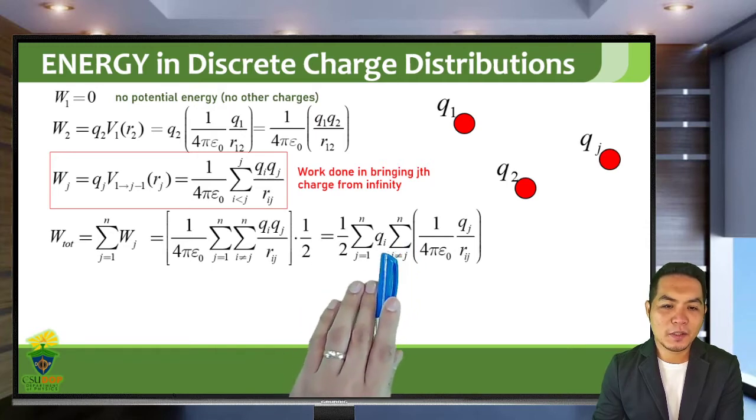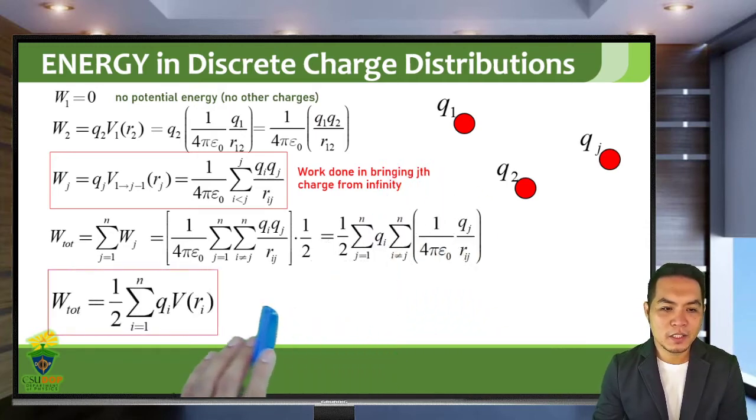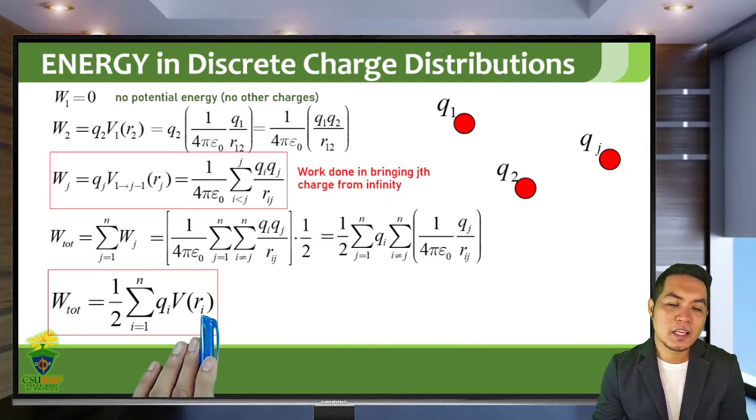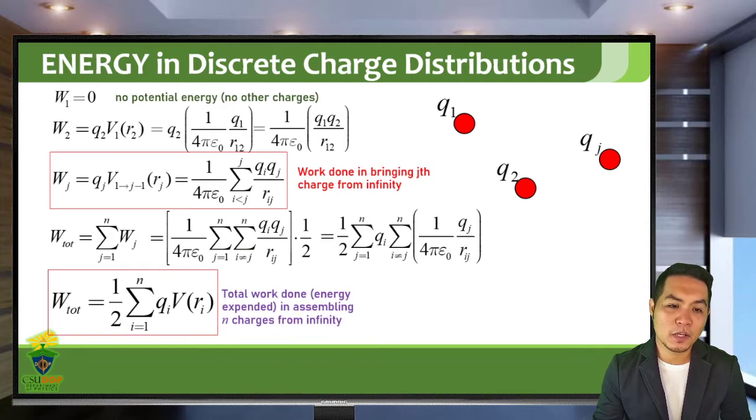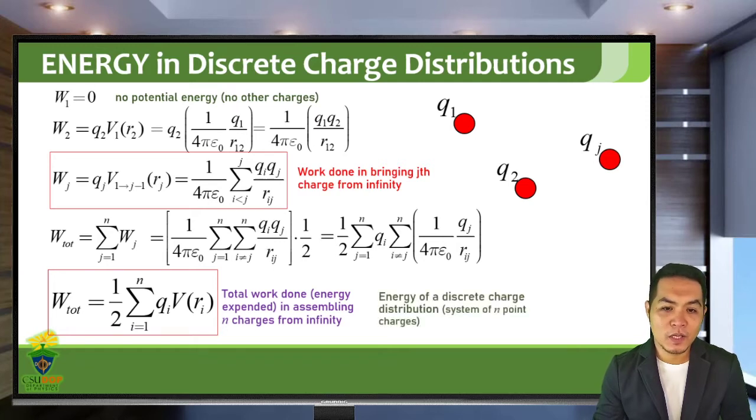And rearranging the terms, this term here will just be the potential at the ith charge location, ri, due to the other charges. So that one is generic. This is the generic total work done, or the energy expended, if you want to assemble a discrete charge distribution of n charges starting from infinity. And of course, this will correspond to the energy of a discrete charge distribution, which in this case is a system of n point charges.